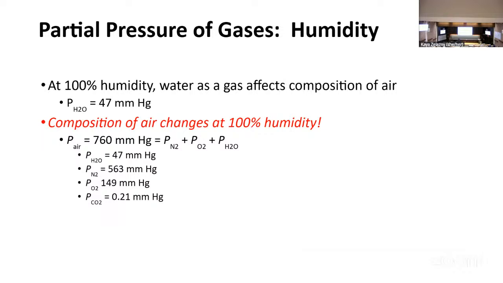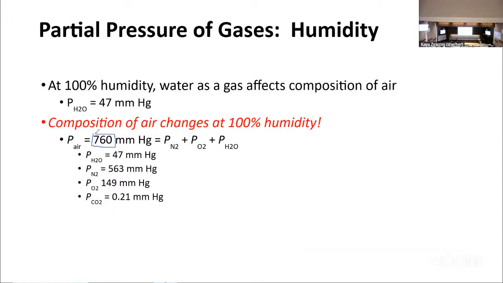All right. So now, if we don't change that pressure, our overall pressure of the gas that we're thinking about, we're leaving it at 760. This means that the pressures of the other gases have to shift, because now 47 millimeters of mercury of that is due to our water. So we've shifted what our partial pressure of the other gases would be, because this is just additive. The total pressure is all the partial pressures added together, no matter how many of them there are.